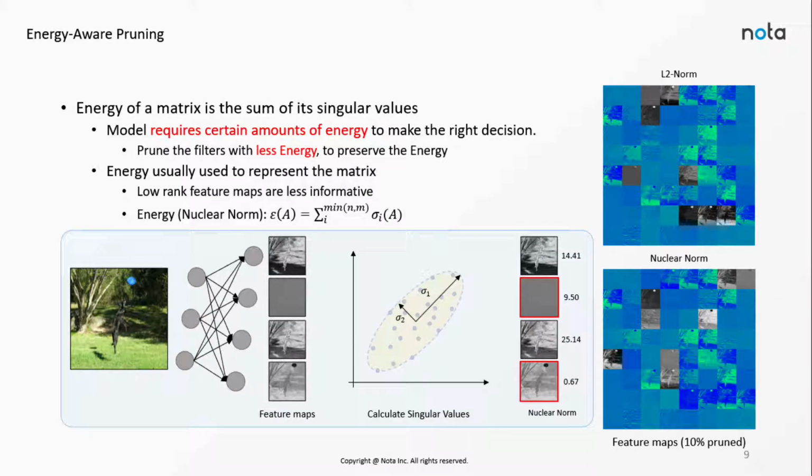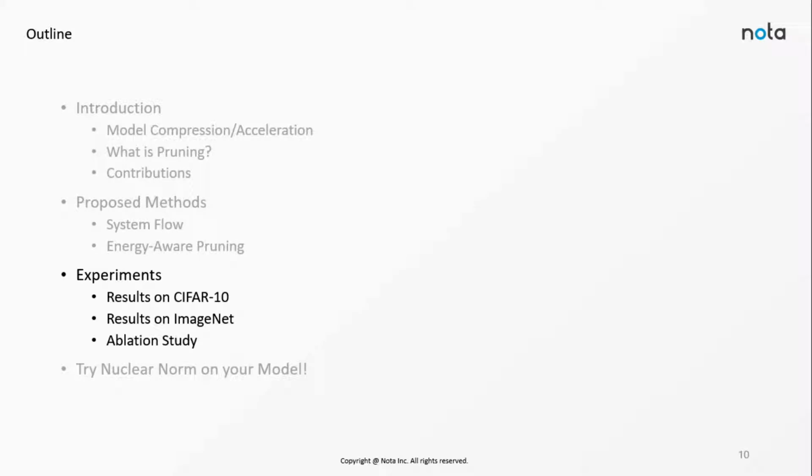We assume that the model requires certain amounts of energy to extract meaningful information from the image. Therefore, we employ energy as our pruning criterion, which is also known as the nuclear norm. The nuclear norm is the summation of the singular values, which is usually used to represent the matrix and solve matrix complexity problems. The right figure shows the features that survived by L2 norm and the nuclear norm, and we could find out that with the nuclear norm we could remove less informative filters. We could prune it.